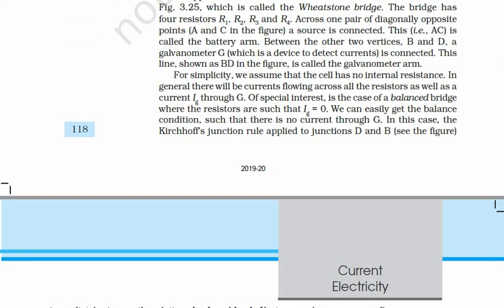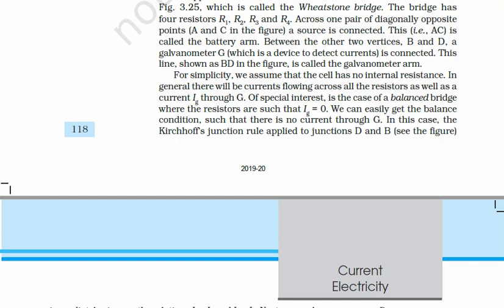So now let us understand. AC is called the battery arm, because the battery was connected at AC. Between the other two vertices B and D a galvanometer is connected, so this is called the galvanometer arm. So we have two arms, the galvanometer arm and the battery arm.